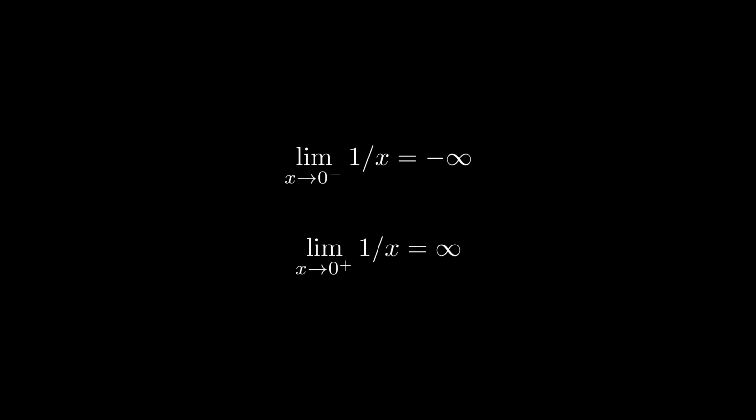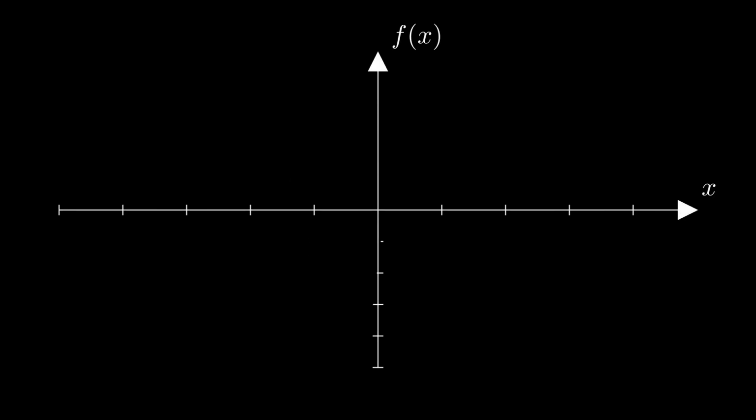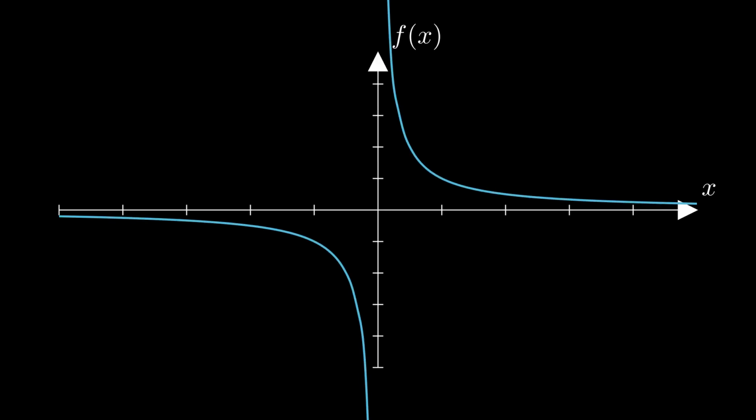A simple example involves f of x equals 1 over x. From the left side, the limit as x approaches 0 from the left of 1 over x is equal to negative infinity, and from the right side, the limit as x approaches 0 from the positive side of 1 over x is equal to positive infinity. Since the limits from each side are not equal, not only is there not a limit at x equals 0 for this graph, but this also represents a discontinuity in the graph.